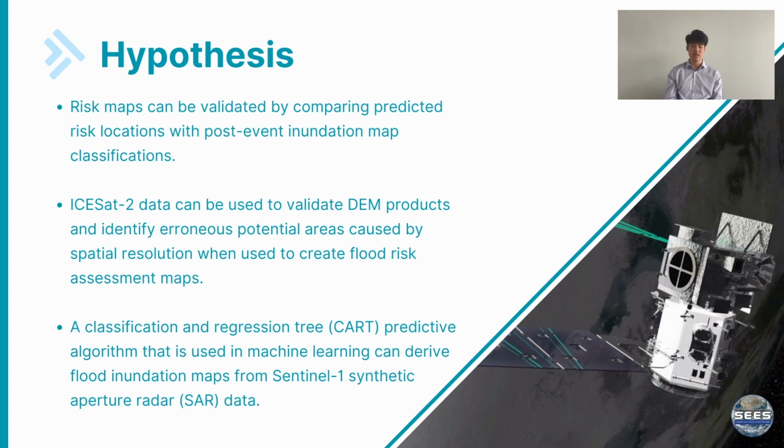We also wanted to use a classification and regression tree predictive algorithm that is used in machine learning to create flood inundation maps from Sentinel-1 data.